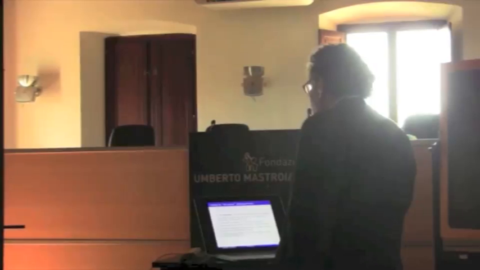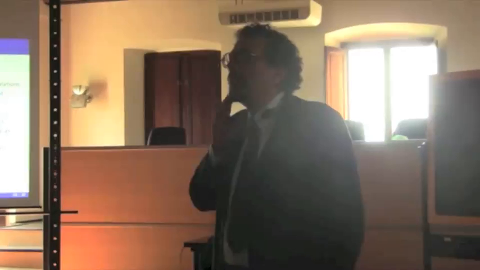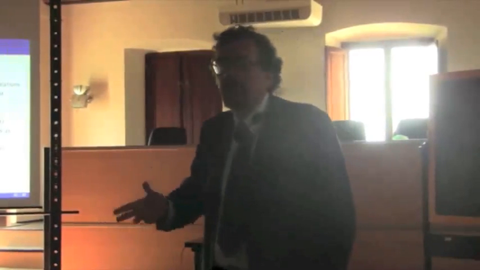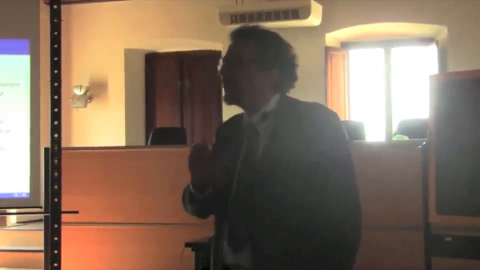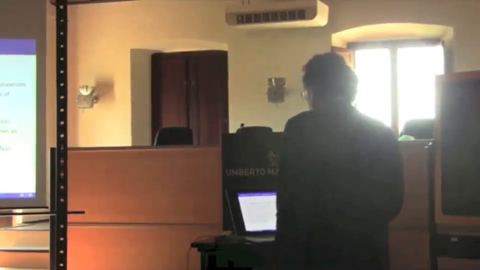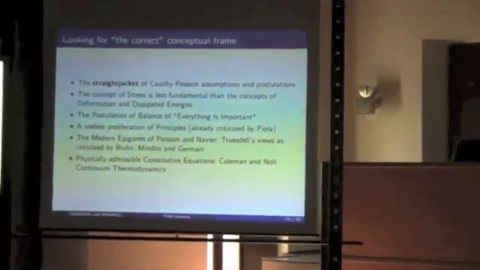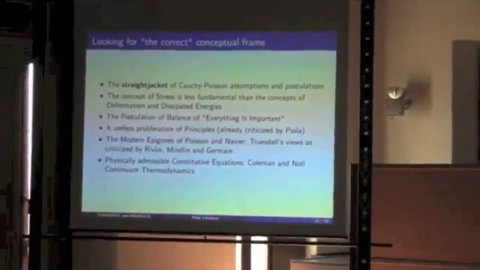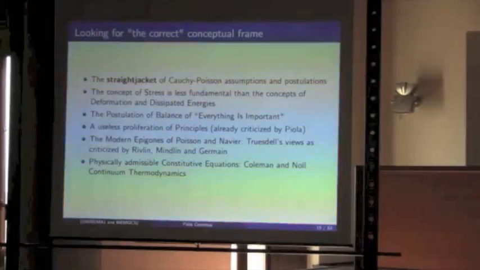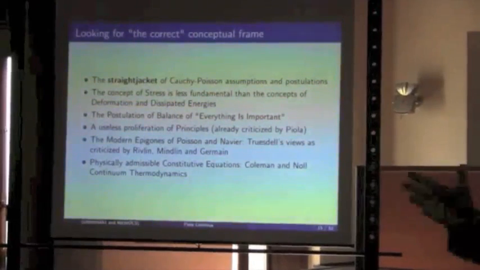Piola criticized the useless proliferation of principles, which started, I'm sorry to say this to you, because of the point of view of Poisson. There was a big controversy between Piola and Poisson. I will tell you why Piola has lost. The modern epigones of Poisson and Navier, Truesdell and his followers, were criticized violently by Rivlin, Mindlin, and Paul Germain. And also continuum thermodynamics by Coleman and Noll has been criticized in a statement by Piola. So, you know, this is an old story.